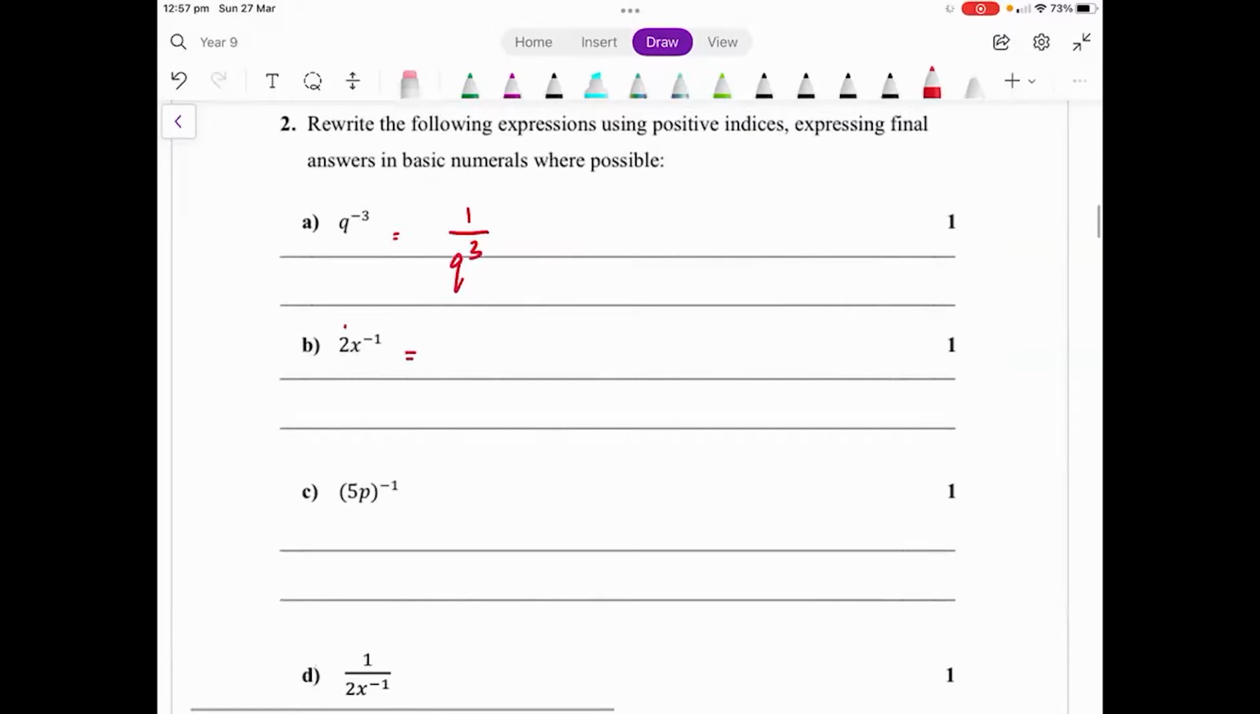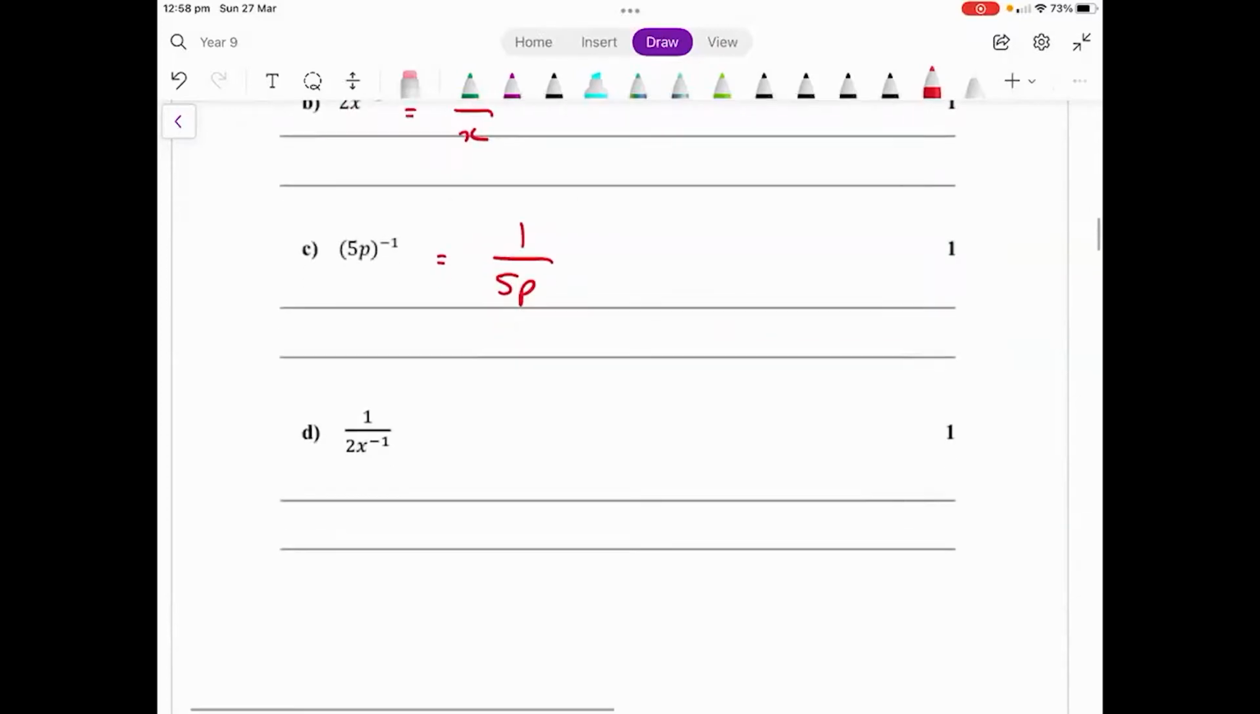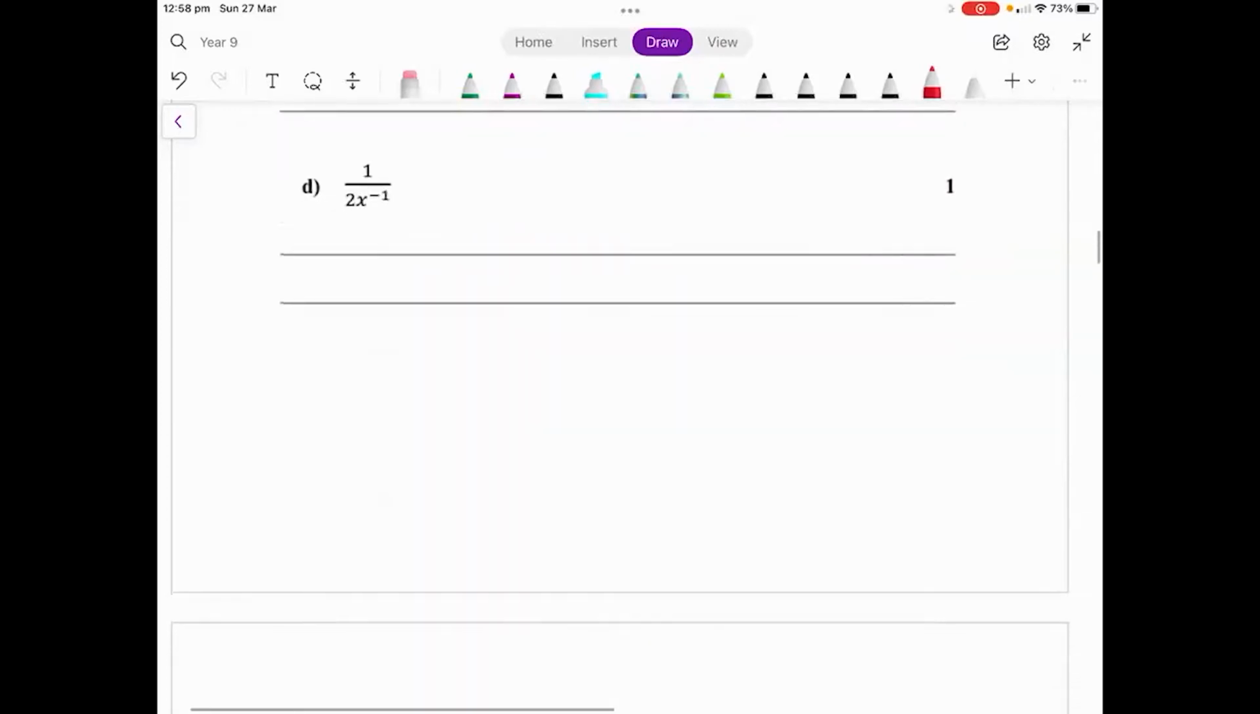Question B, only the x has a negative power, so it's only the x that moves, so the answer is 2 over x. Question C, there's brackets around 5p. That means all of 5p needs to move, so it becomes 1 over 5p. Question D, it's only the x that has a negative power once again. So we move it from the denominator to the numerator. That gives us x over 2.